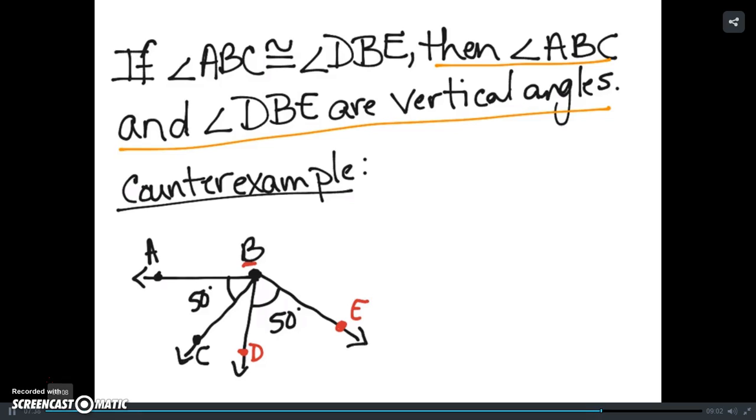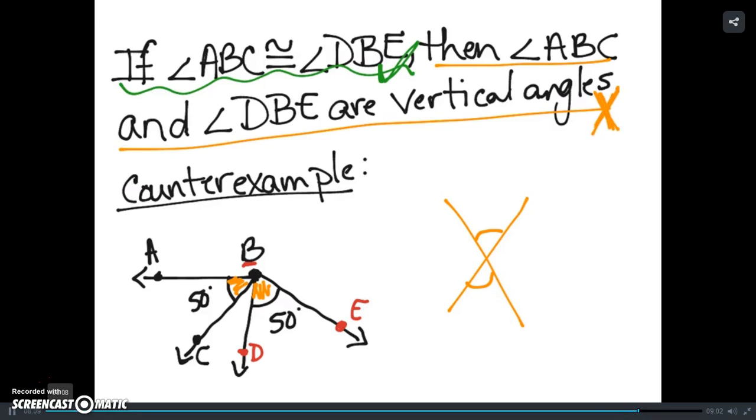Okay, so I have ABC and DBE are congruent, right? This first part, it's true. Good job. Okay. And then I'm trying to prove the second part false. So I'm saying ABC and DBE are vertical angles. They are not vertical angles. Remember, vertical angles are across from each other on an X. This is not an X here. So although these two angles are congruent, they are not vertical angles. So I have shown that the second part is wrong. So I made the first part right, the if part is right, and the second part is wrong. Okay? That means I provided a valid counterexample.